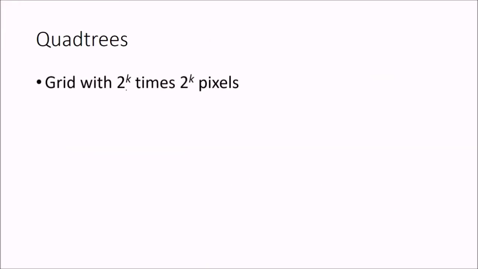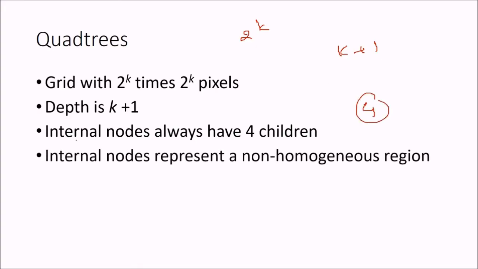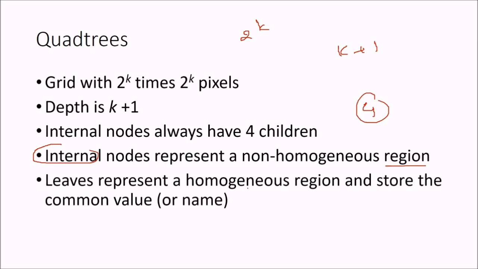The grid is 2 to the power k times 2 to the power k pixels. The depth of the tree is k plus 1. Internal nodes always have 4 children, and an internal node represents a non-homogeneous region, and the leaves represent a homogeneous region, and show the common value or a name, as we have just seen in the last figure.